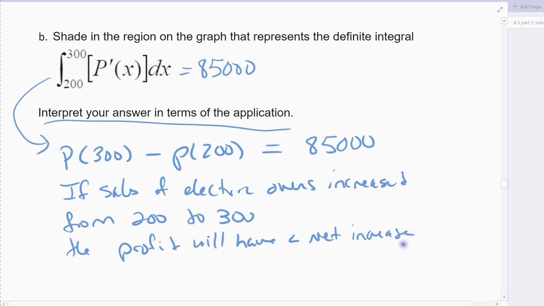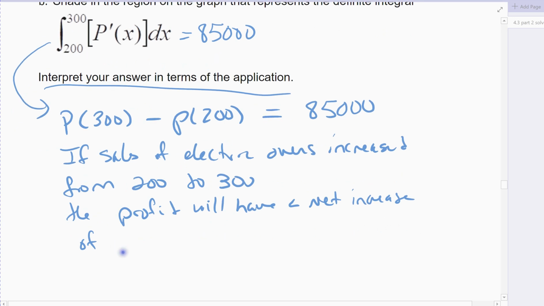It should be a positive though. A net increase. Remember, it's the additional profit. Profit doesn't equal 85,000 at that moment. It's the additional profit from those 100 units between 200 and 300. So the profit will have a net increase of 85,000. That's how much more they gain. From those 100 units sold, they gain $85,000 more in profit. Then they have to decide if that's worthwhile to them or not. That's not how much profit they get. That's the gain in profit, the additional profit from selling those extra 100.